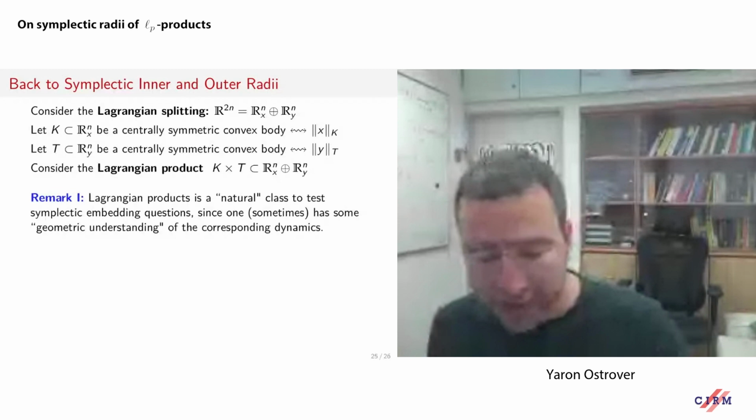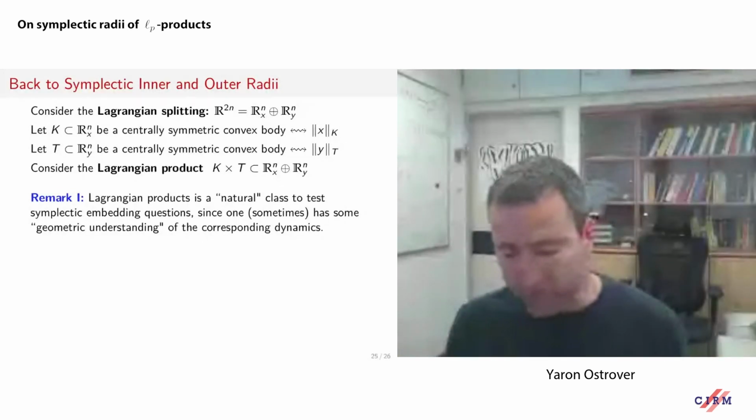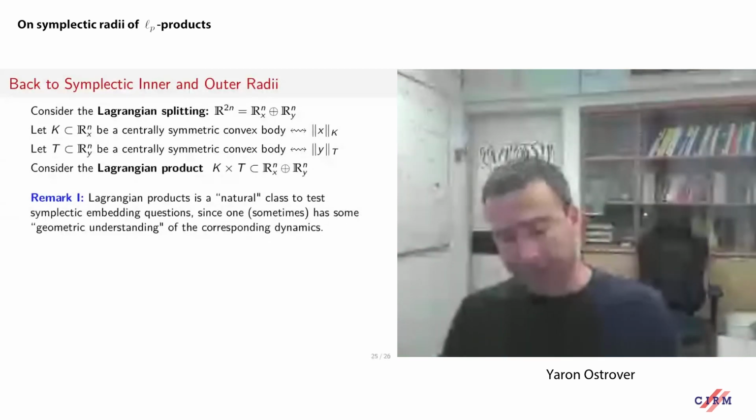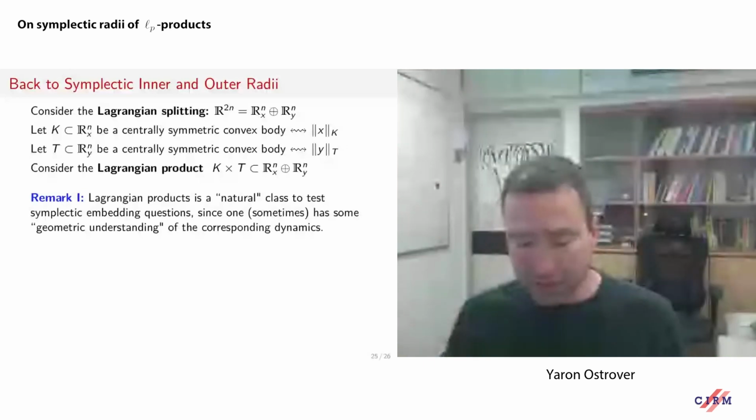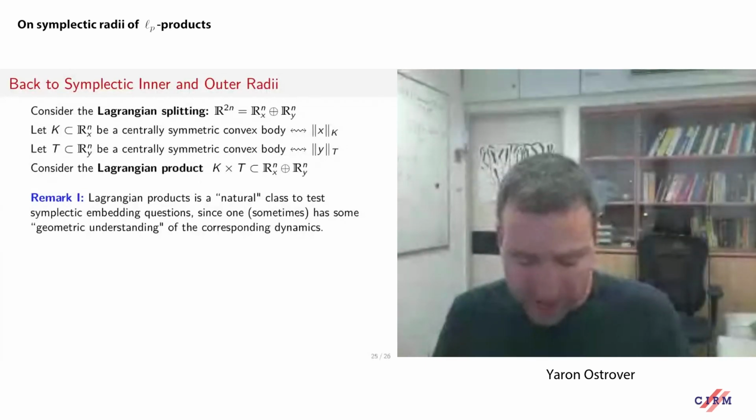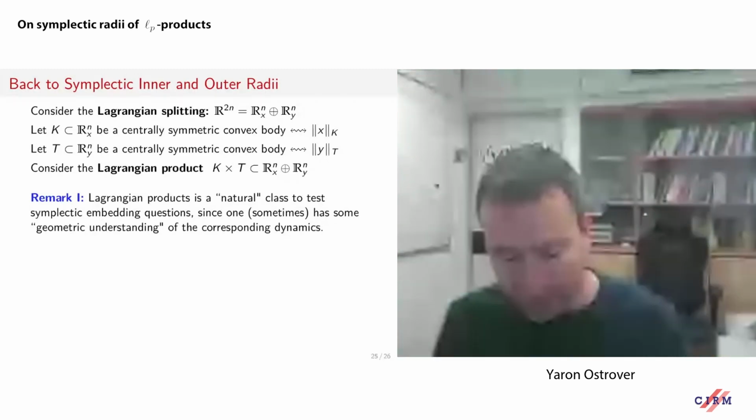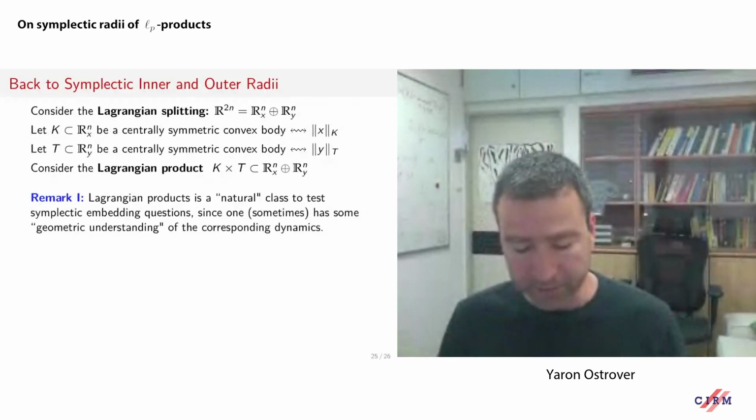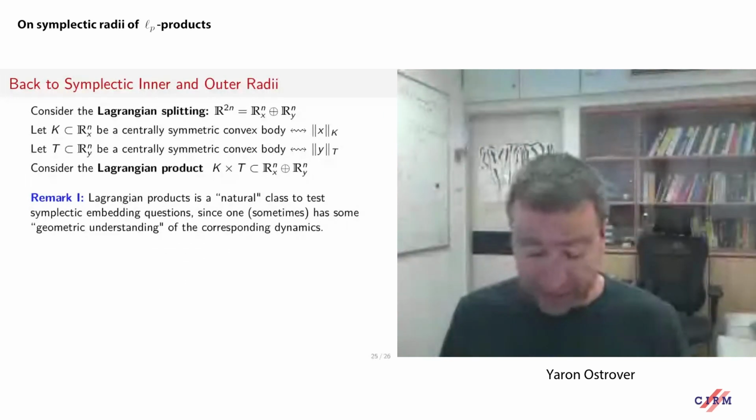So now I'm going back to the beginning of my talk and justifying why I want to suggest this particular class of convex domains. So again, at least in the case of the Lagrangian products, we have some control on the Reeb dynamics on the boundary. We have some tools that we can use to gain some geometric understanding of the Reeb dynamics.